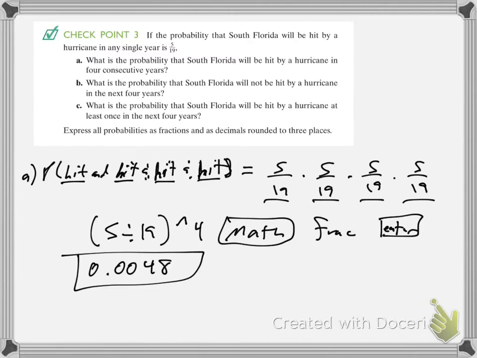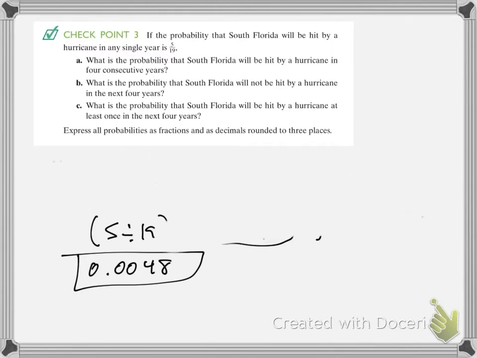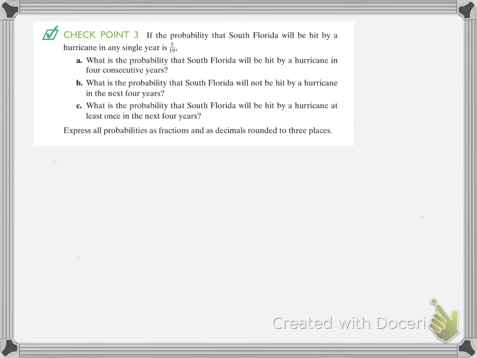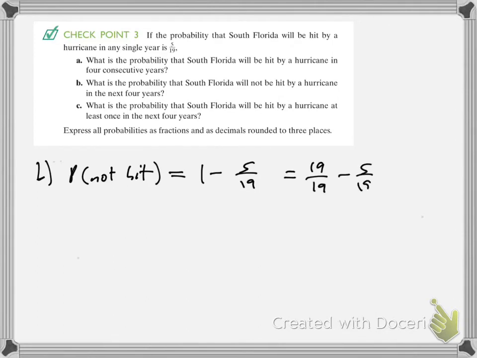Let's erase a little bit of this. Part B, what's the probability that Sellsford will not be hit by a hurricane in the next 4 years? Well, we know that the probability of not being hit in a year is going to be 1 minus the probability that it hits, right? We talked about that last section. So the probability that it's going to hit is 5/19, then the probability that it's not going to get hit is 1 minus 5/19, which is 19/19 minus 5/19, because 1 is 19/19, which is 14/19.